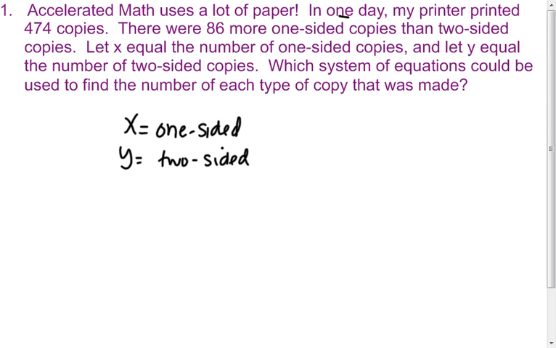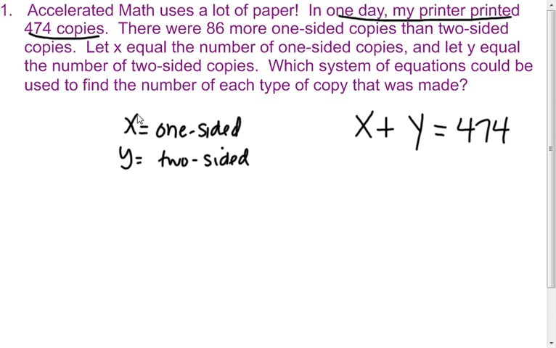Okay, so here's what's happening. It says in one day my printer printed 474 copies. It doesn't say whether they were single-sided copies or double-sided copies. All I know is between the single-sided and double-sided copies, I had a total of 474 copies. So my single copies are X and my two-sided copies are Y. And when I put the single-sided and two-sided together, I have 474 total copies.